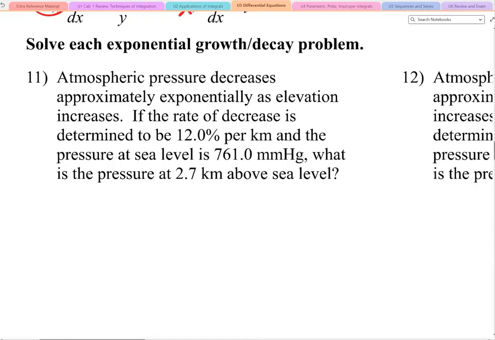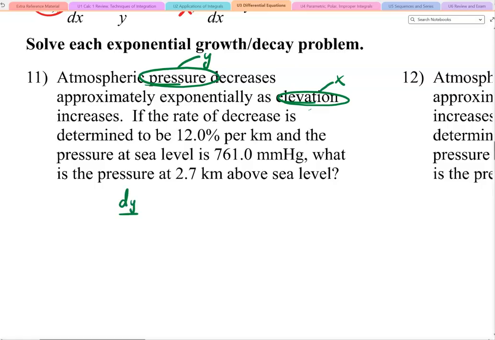Atmospheric pressure decreases approximately exponentially as elevation increases. So if we're careful, we can actually start defining our variables at this point. Pressure, I'm going to call that my dependent variable y, and elevation, I'm going to call my independent variable x. So pressure decreases exponentially as elevation increases. So that description actually tells us a lot with regards to differential equations. We know that if pressure varies exponentially as elevation does, then our equation y is going to be some sort of exponential format here. But that also tells me a little bit more too.